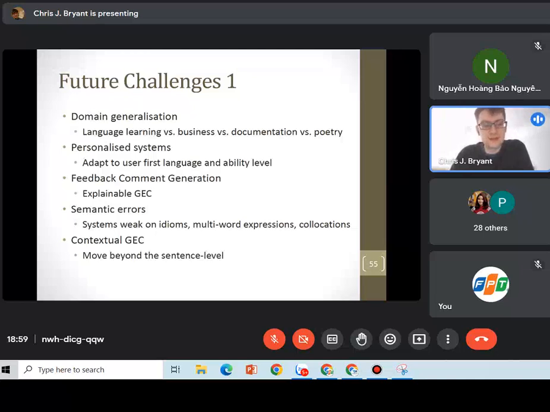Personalized systems are also important. As English language teachers of Vietnamese students, you probably want an error correction system that adapts to errors specifically made by Vietnamese speakers rather than, let's say, Spanish speakers or other speakers, but also ability levels. You will want a different system for beginners versus advanced speakers, and that's something useful to do, personalize these systems. Feedback comment generation, so explainable AI, that's another very important area at the moment.